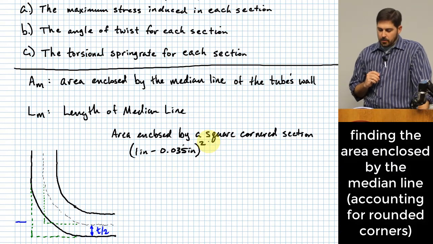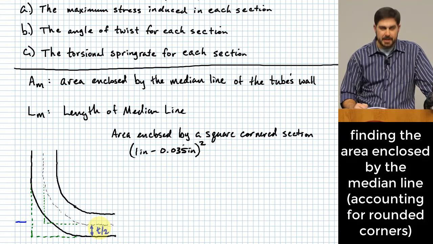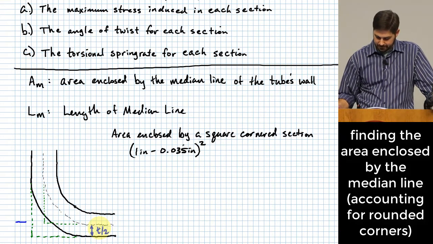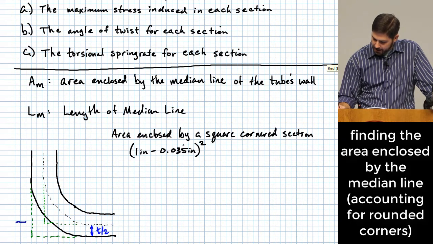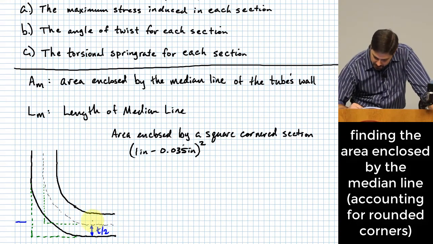Well, how would I go from that to the area bounded by my actual median line? Here's how I think about it. I think about it by basically defining a square right here.